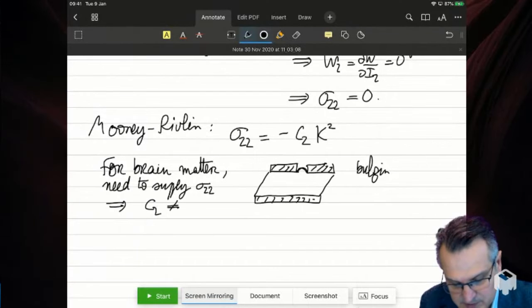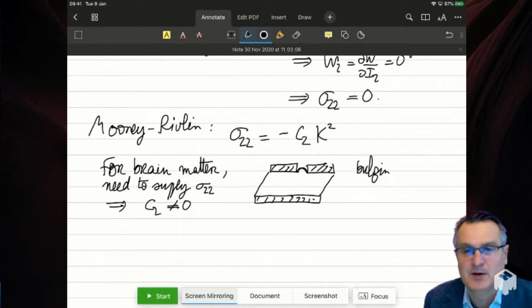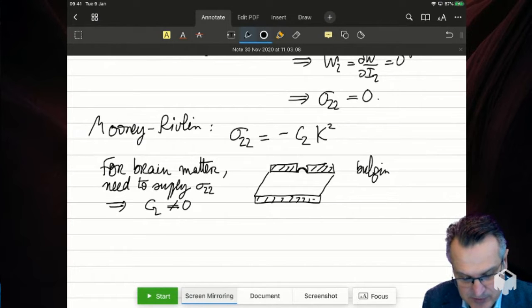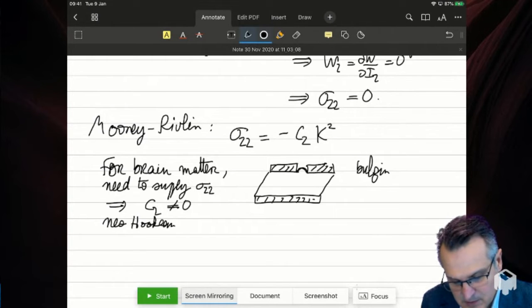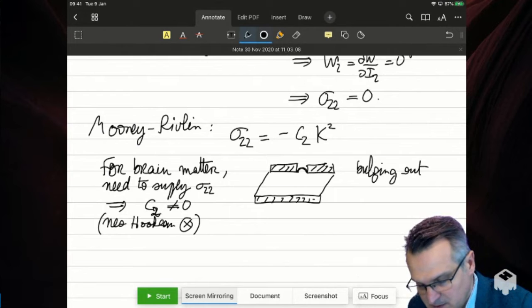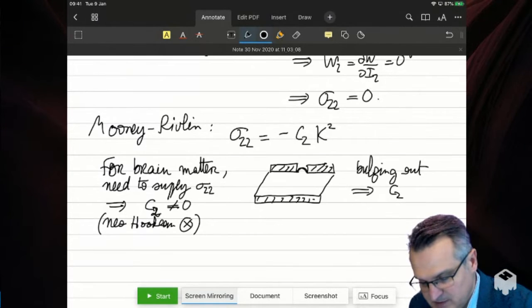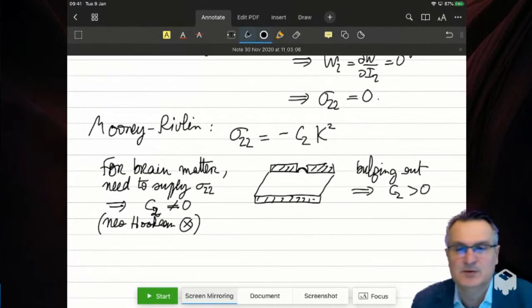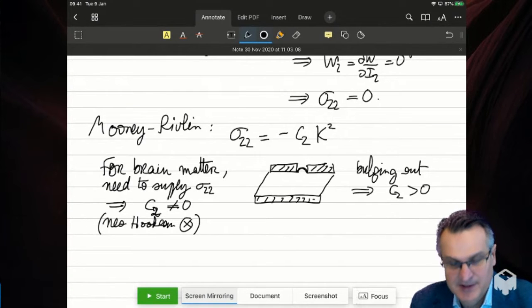C2 must be... So remember we had a constant shear modulus. We had a straight line, so it meant it was either Neo-Hookean or Mooney-Rivlin. Well, both of them will work. Neo-Hookean doesn't work. You need I2 dependence. Bulging out means that C2 is positive, which we had assumed anyway.